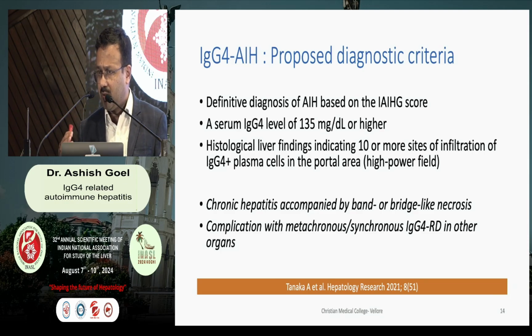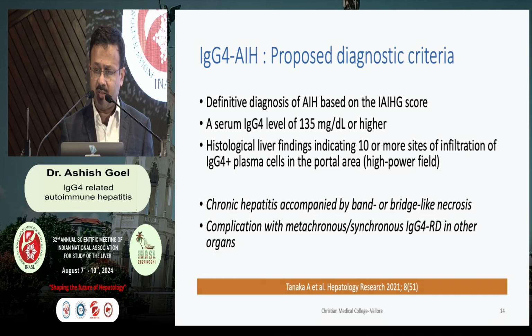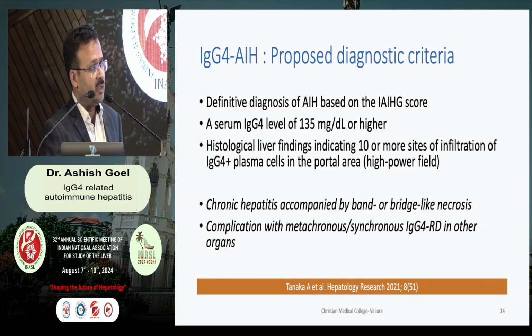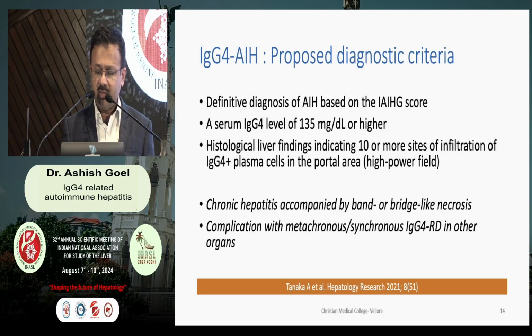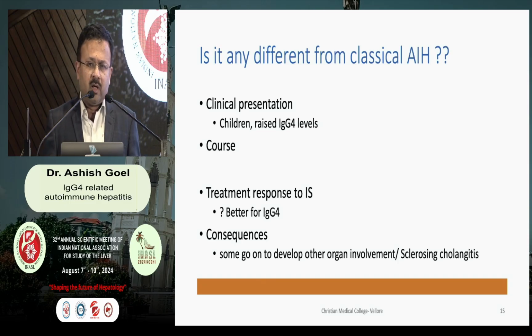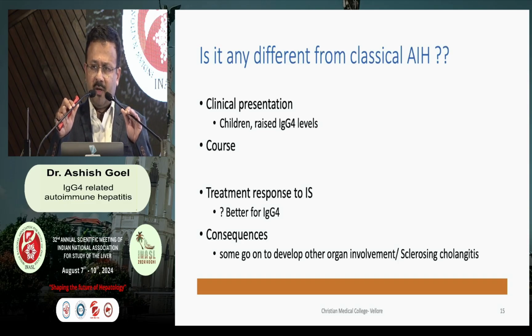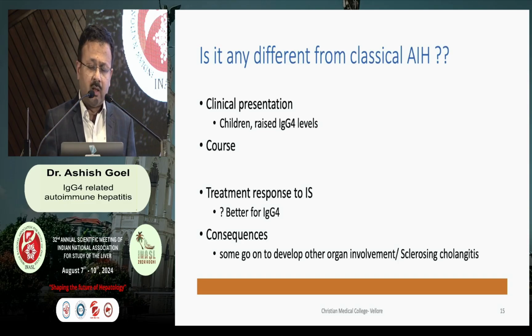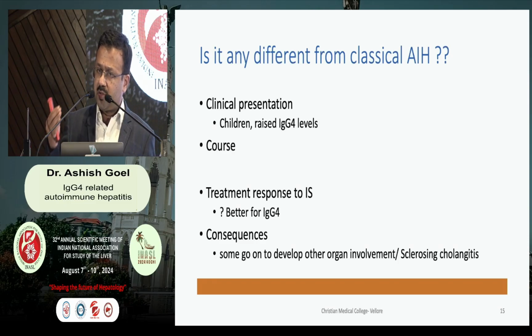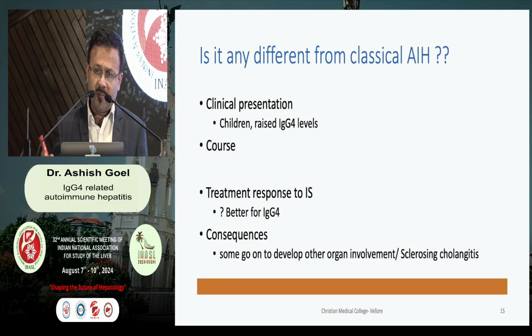In addition, some of the authors or experts have suggested there are specific histological markers like chronic hepatitis with band or bridge-like necrosis, and it will always help if there is a synchronous or metachronous IgG4 related disease in other organs. Now, how is it different from what we already know about classical AIH? Is it worth staining for IgG4 in all patients, or is it going to impact my treatment? Is it going to impact the prognosis?